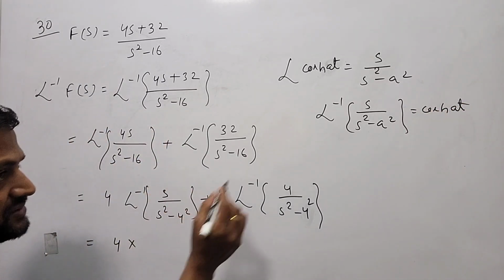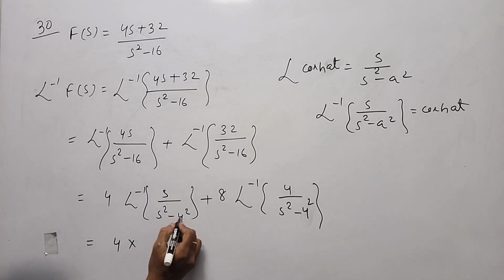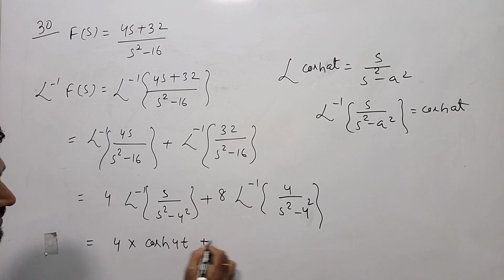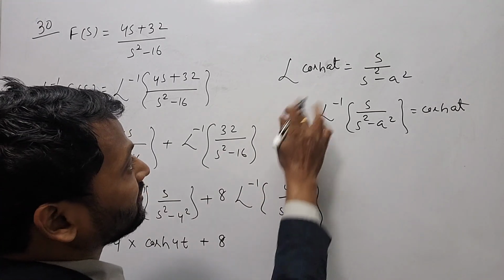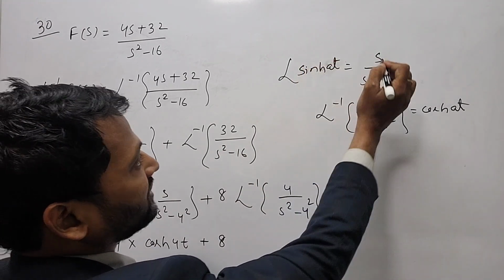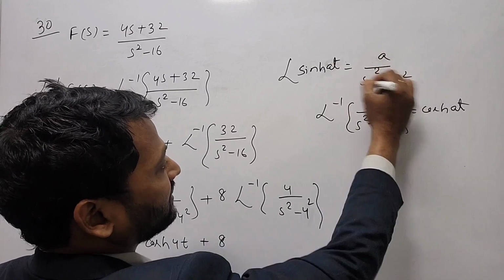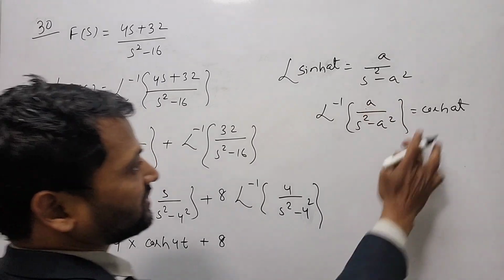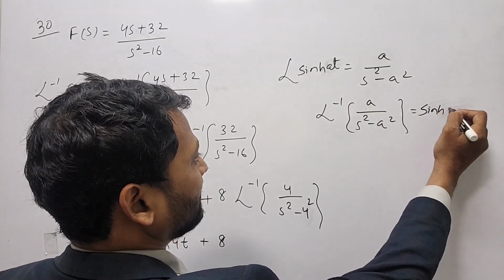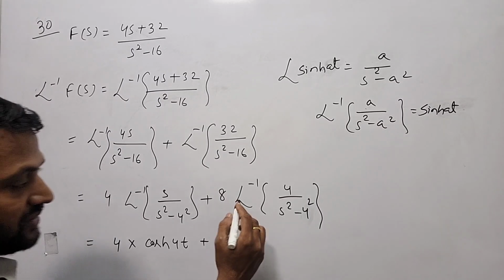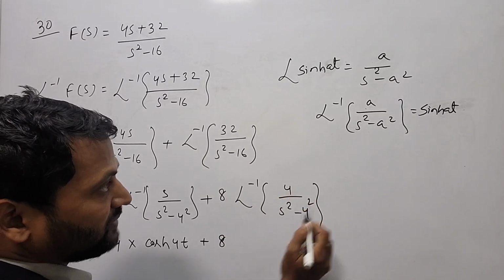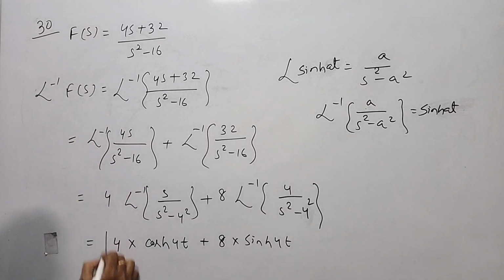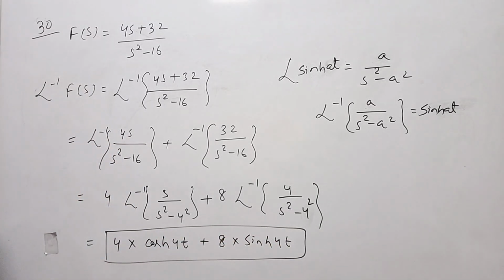So here, a is your 4, that means the answer is cosh(4t) plus 8 into Laplace inverse of this. See, Laplace of sinh(at) is a by s square minus a square. So Laplace inverse of a by s square minus a square will be sinh(at). So here, Laplace inverse of a by s square minus a square will be sinh(4t). This is your final answer, okay.